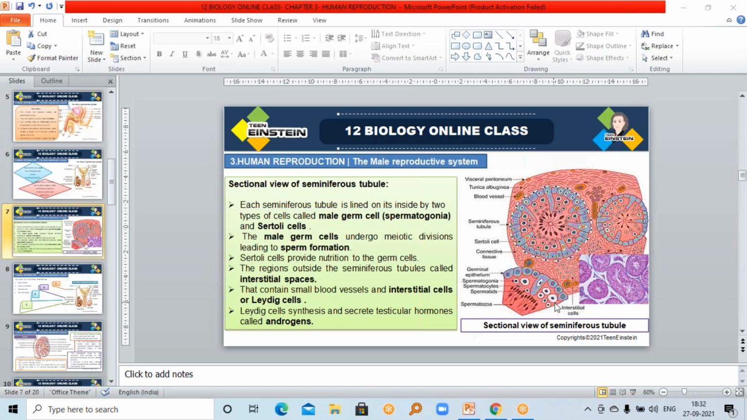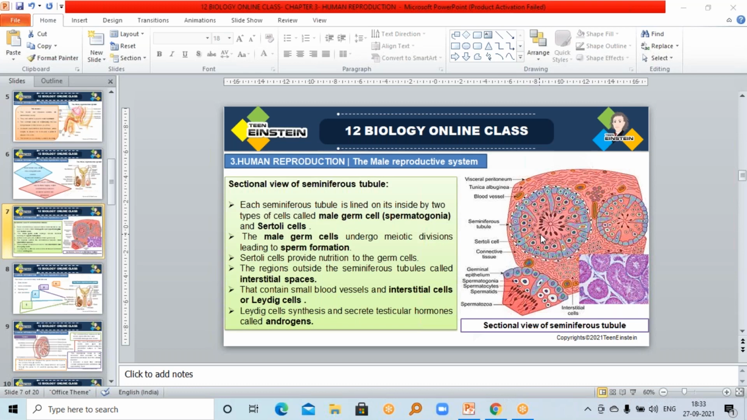These are the spermatogonia. And the second type of cells are Sertoli cells. Sertoli cells you can see here. These are the large cells. Okay, this is the seminiferous tubule. First, we are going to learn about the wall. The wall consists of two types of cells, spermatogonia and Sertoli cells. Spermatogonia are the smaller cells and Sertoli cells are the larger cells.